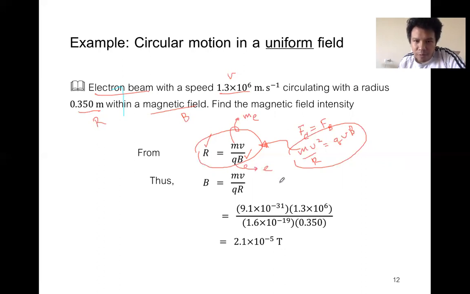So finally, you'll be able to find B or an unknown value by substituting the mass of the electron and the charge of the electron, and substituting the radius of the motion R, and substituting the speed V, and you should be able to get the magnetic field.